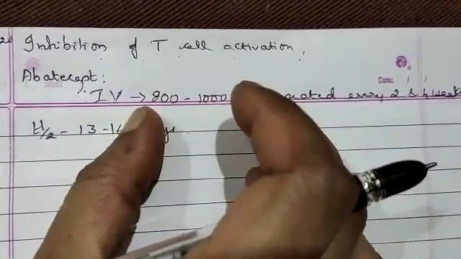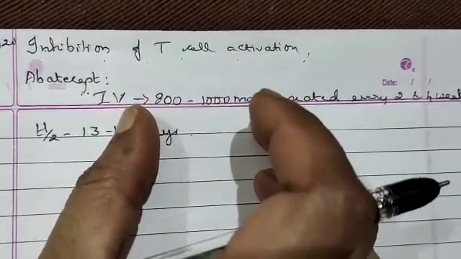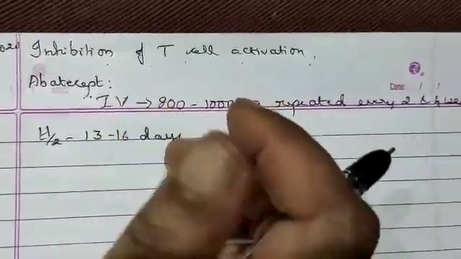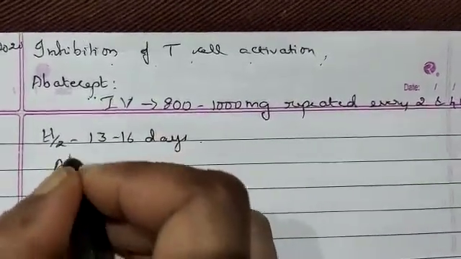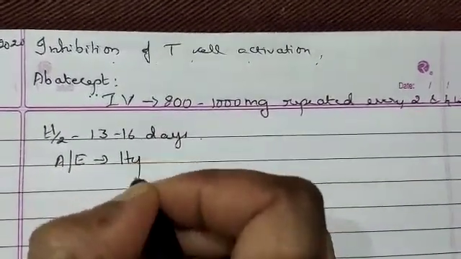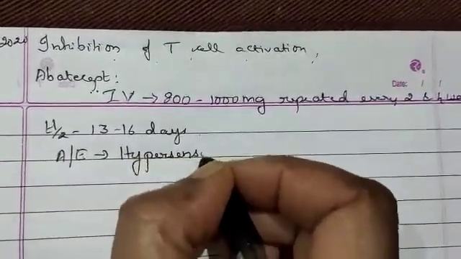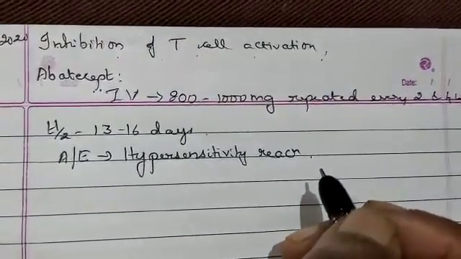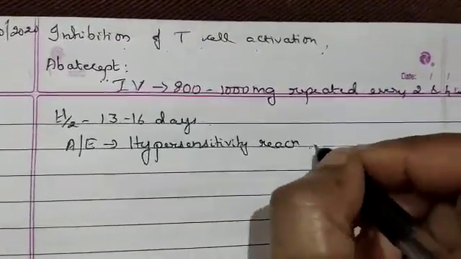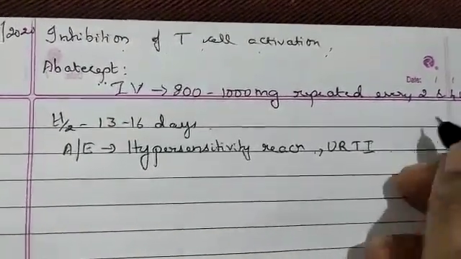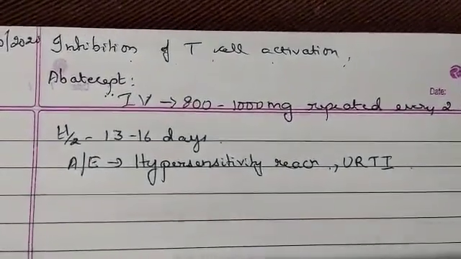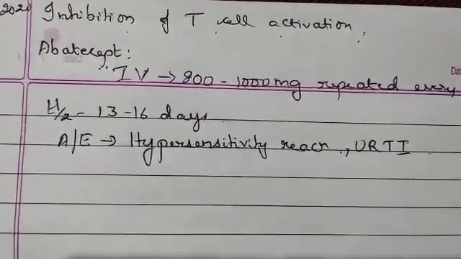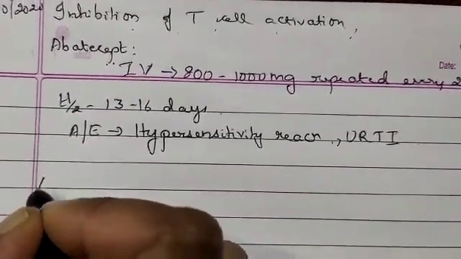When you give this drug, it shows symptomatic improvement in patients with rheumatoid arthritis. As such it doesn't have many adverse effects. If it does, the most common is a hypersensitivity reaction, though rarely. Because the T cells are suppressed, it might also lead to upper respiratory tract infection.